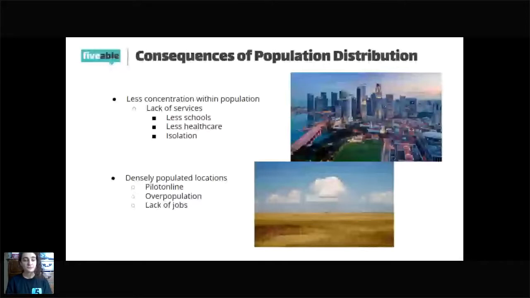So on the other hand, we were talking about less concentrated areas, right? If you talk about densely populated locations, oh, sorry guys, there's a typo. Okay. So densely populated locations, what does that tell us about the region? Does that mean there's overpopulation in the region?